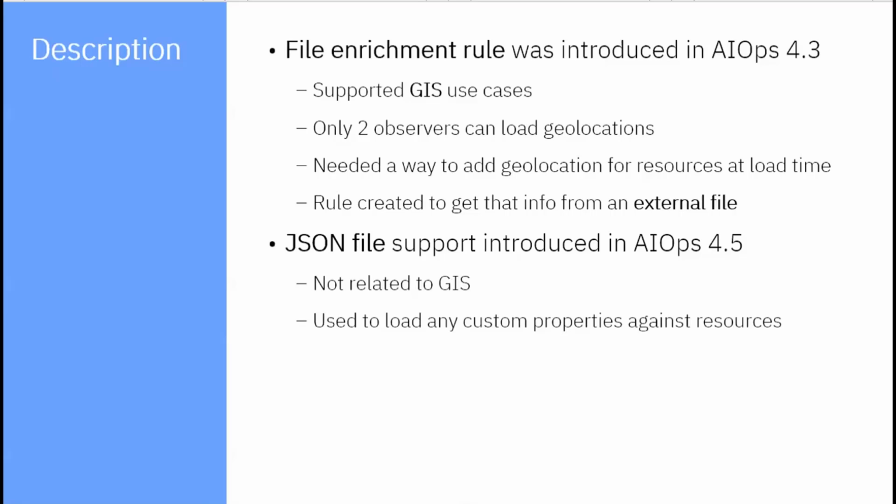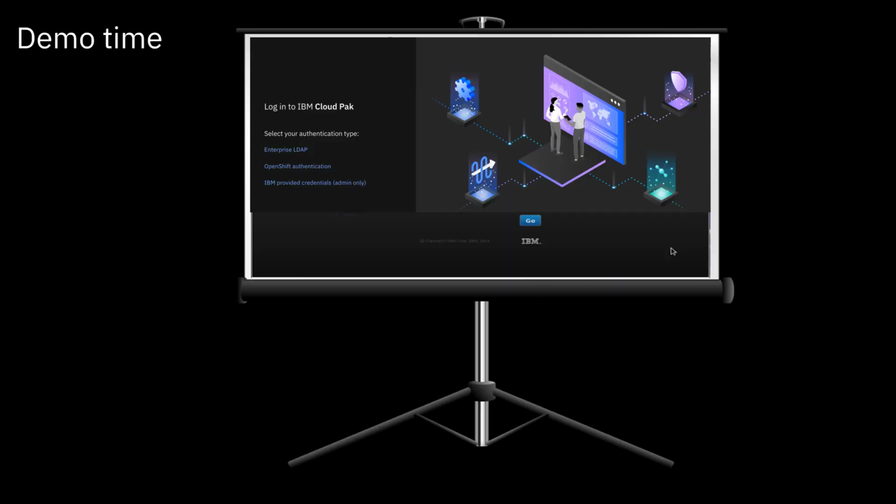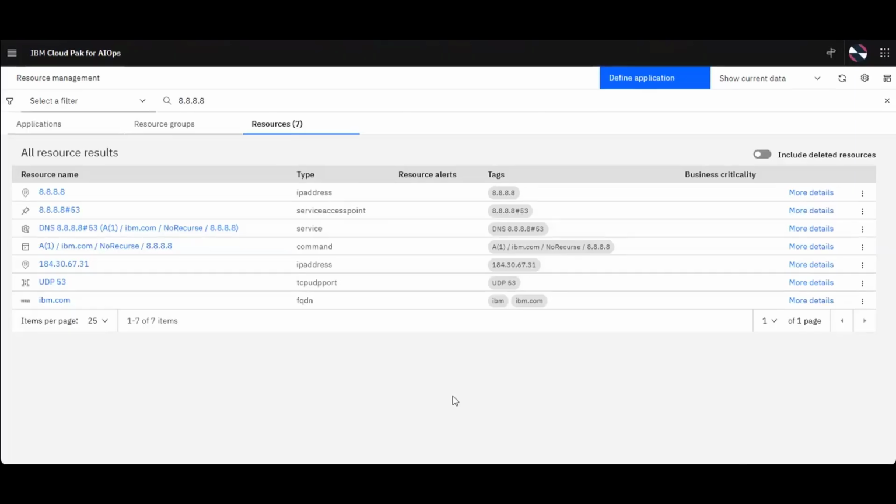It is used more to load any custom property that you wish to load against your resources. So it works in a similar way to the GIS one, but it's a more generic case. Let me show you a demo. So here's an AIOps system.